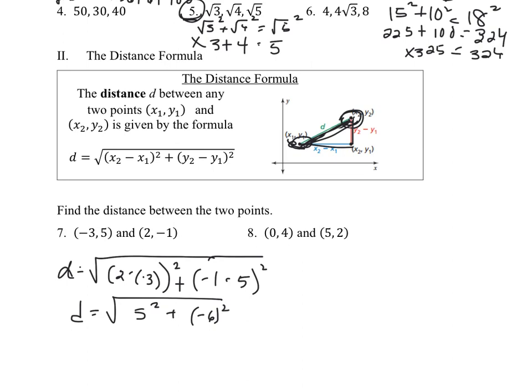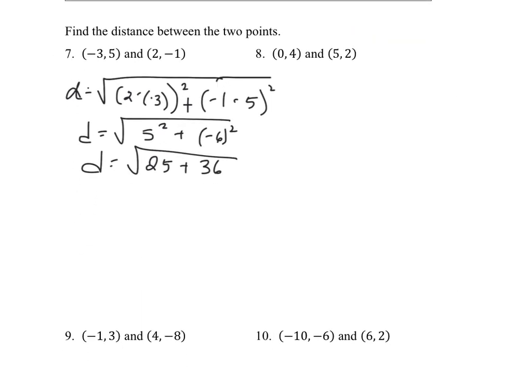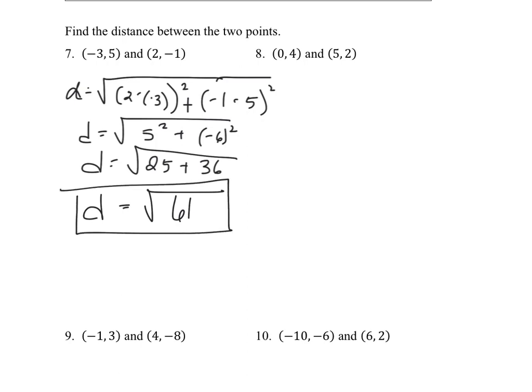squared. So the distance is going to equal the square root of 5 squared is 25, plus negative 6 squared is 36. And then you have 25 plus 36. So the distance equals the square root of 61. And that can't be simplified. So the distance between those 2 points is the square root of 61.